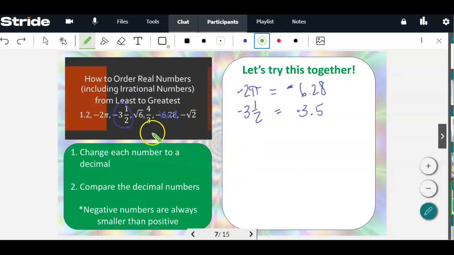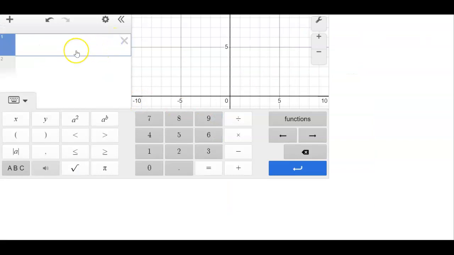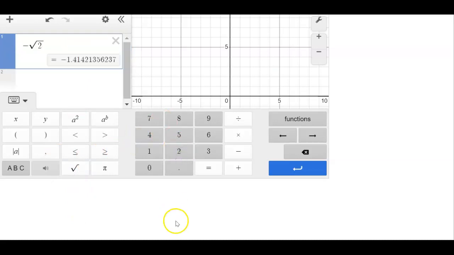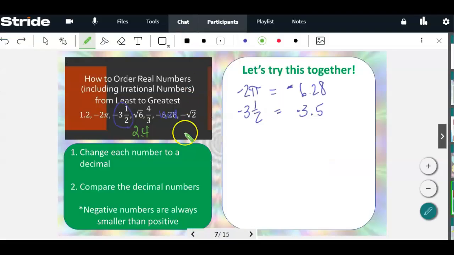So the square root of 6 is 2.4. And then we have the negative square root of 2. You can put that negative in first and then do the square root sign and then 2. So it's -1.4 approximately. All right, we have to be careful with these negative numbers. Square root of 6 is 2.4. Negative square root of 2 is -1.4.